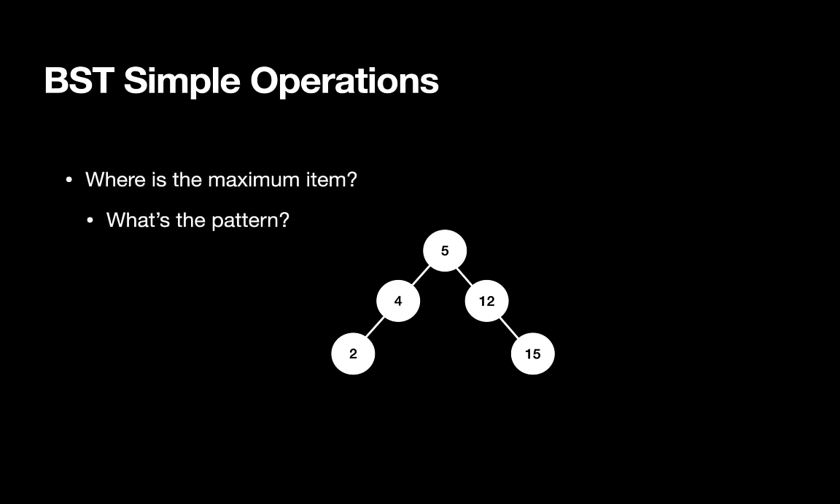Okay, and where's the maximum item? Well, we can exactly reverse what we just described. If we start at the root, if we want to find something that's bigger than the root, we have to move to the right, and then we can think of this as a recursive problem starting at that right subtree. And if we want to find something that is then bigger than the 12, we just continue to move to the right until we get to the 15.